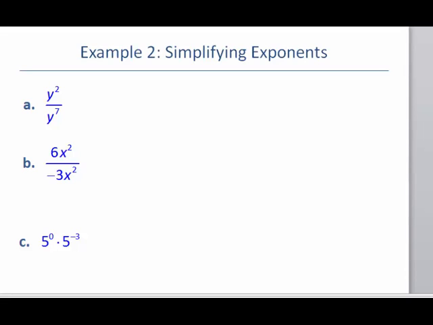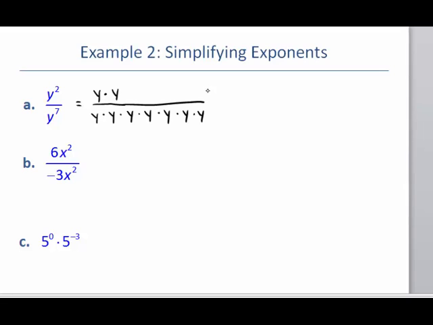All right, so let's say that our first problem is y to the second over y to the seventh. Now, let's remember what we know about what this expression says. y to the second means y times y, 2 of them. And y to the seventh means that we have 7 of them. So y times y times y times y times y times y times y. So we have 2 y's in the top and we have 7 y's in the bottom.